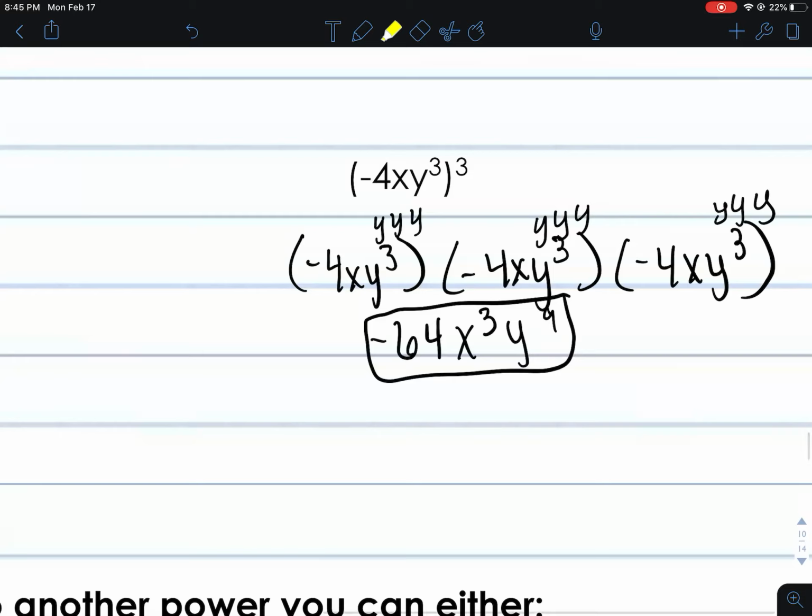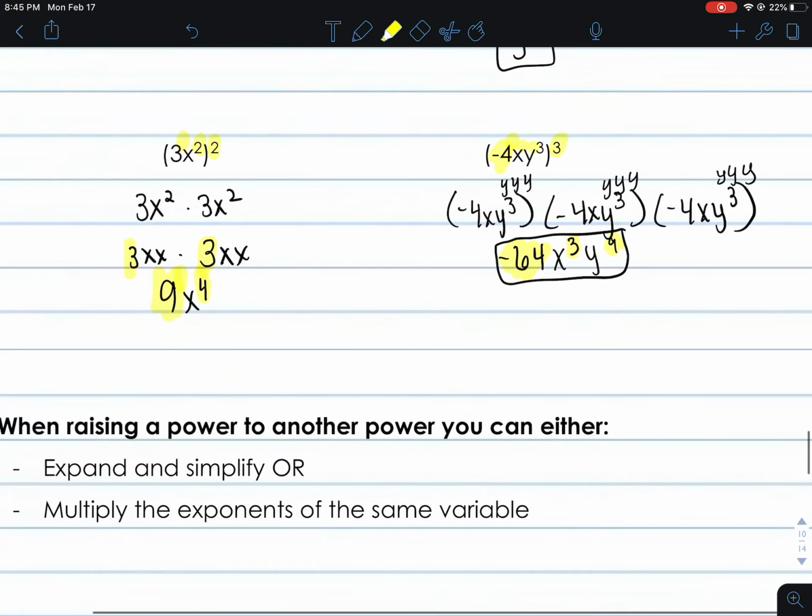And then this one, we're going from negative 4 to the 1st power to negative 64. You're going from 1 to 3 to 3 to 9. So you can see all of the exponents are really being multiplied. So we're talking about multiplying the 3 times the 3 to get the 9, the 1 times the 3 on the x to get the 3 exponent on the x as well.